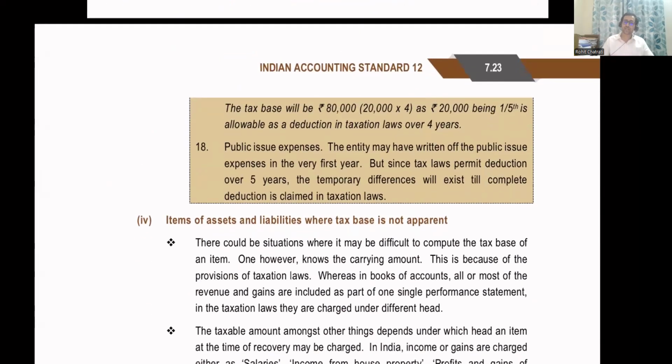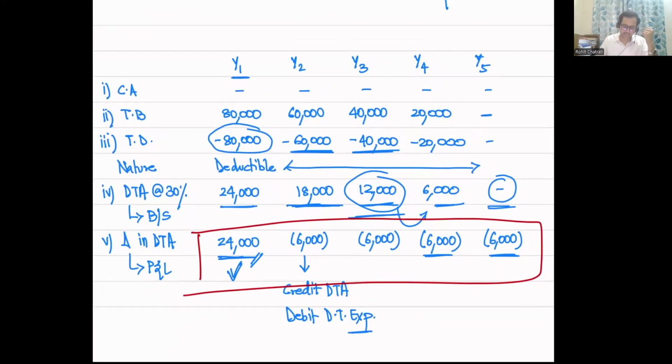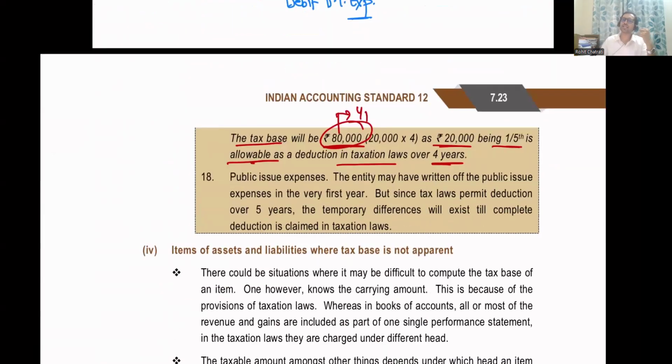Let's quickly take a look at the solution of example 17. It says the tax base will be 80,000 as 20,000, being one-fifth, is allowed as a deduction in tax laws over 4 years. So out of the total 1 lakh, one-fifth has already been allowed as a deduction. The remaining four-fifth is going to be allowed as a deduction in future. Therefore, the tax base for year 1 is going to be 80,000. The tax base is not going to remain constant over all the 5 years. It is 80,000 for year 1, but it keeps reducing by 20,000 each year. So that was the solution for example number 17.